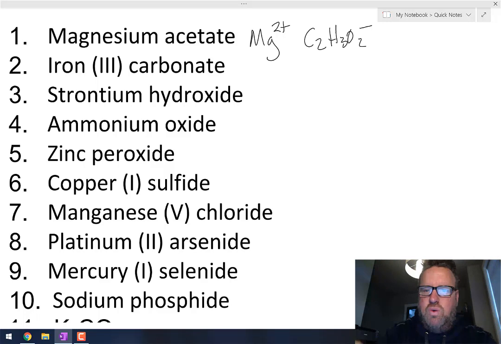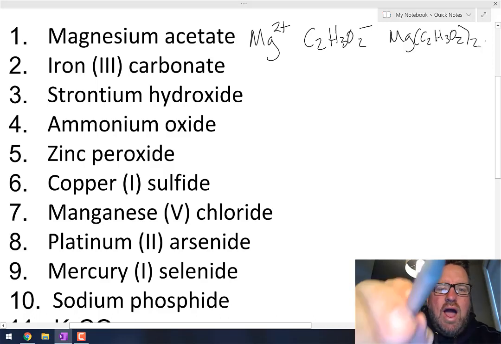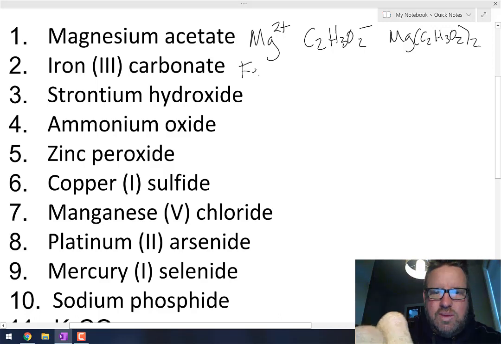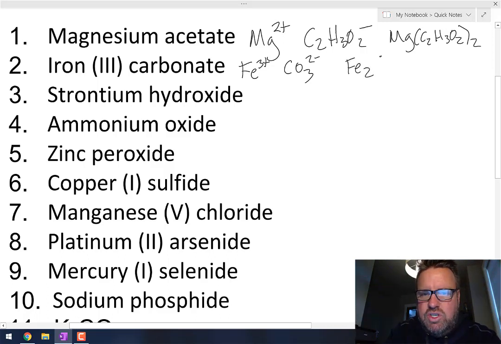So I take those two and I switch them, and I get Mg, and then in parentheses C2H3O2, and then a 2. Okay, iron 3 carbonate. So that's telling me that iron has a +3 charge, and therefore carbonate, I go to the ion sheet and it is CO3 2 minus. And then, like always, I take those charges and I switch them. So I need to have 3 carbonates. So be careful. Put that whole carbonate in parentheses and then put a 3 outside of it. That is the correct response.